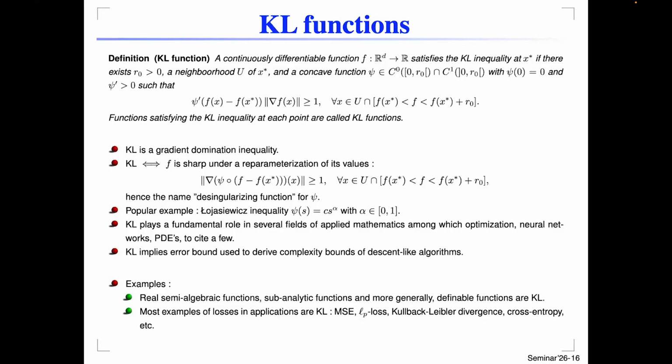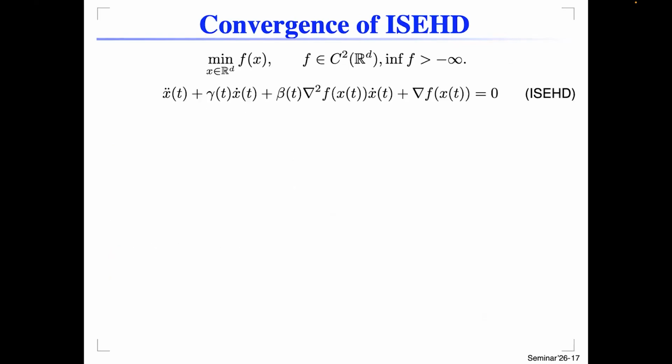And by the way, don't believe that if you have a function which is convex, you are done. There was a counterexample in a paper by Bolte and his co-authors, where you can cook up a convex function which is not KL. Okay, so let's now look at what happens to this dynamic.